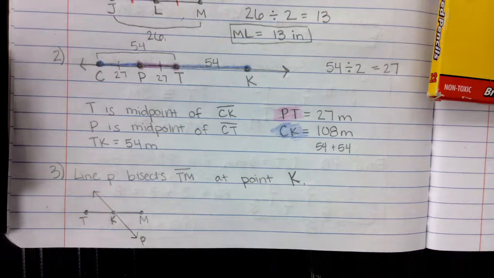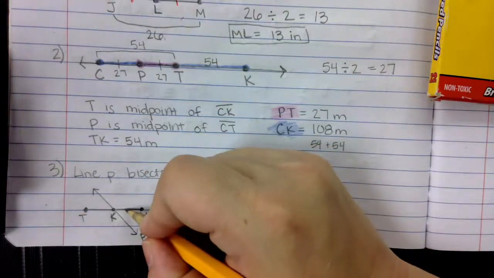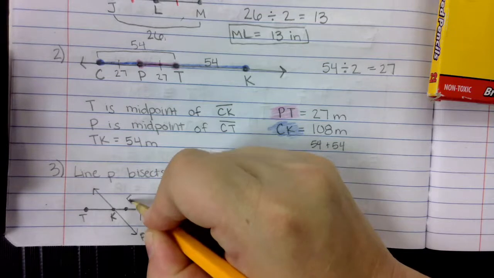Now we can't use a tick mark here. I could do a tick mark with TK, but can I do a tick mark between K and M? A tick mark there is going to be hard to tell if it's TF or FM. We're not sure, so we can't do that tick mark when there's another. So we're just using red for right now.